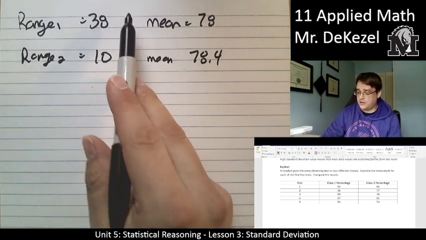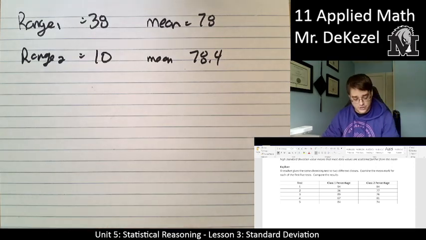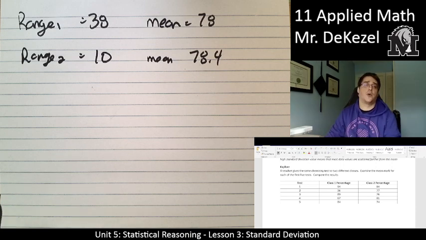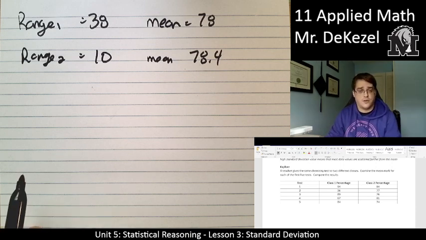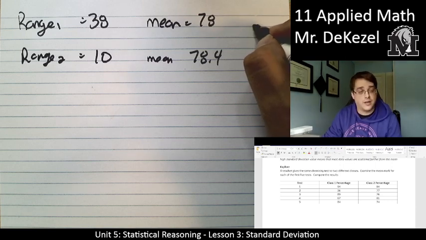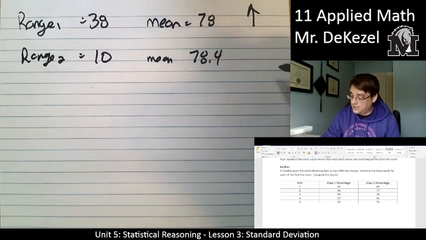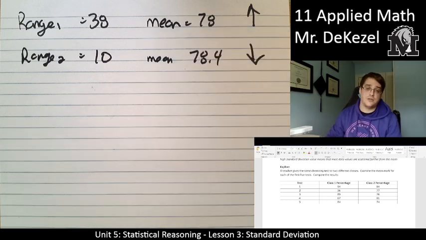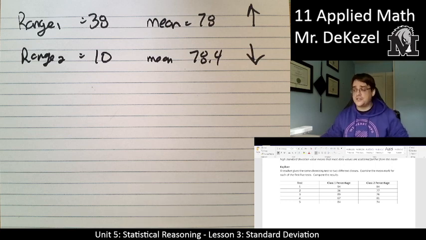There's a larger range for number 1 than there is for number 2. Essentially, class 2 is more consistent. If we were to calculate the standard deviations for these classes, class one would have the higher standard deviation, and class two would have the lower standard deviation because its range is smaller. So standard deviation is another measure, essentially, of range.